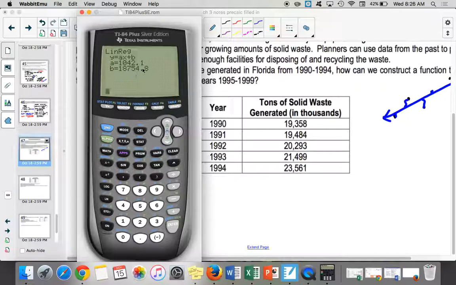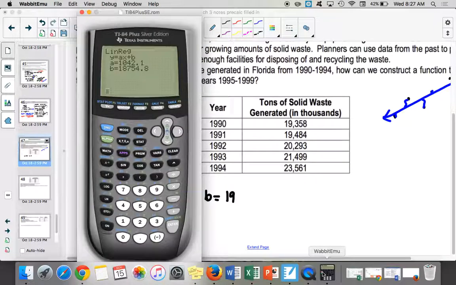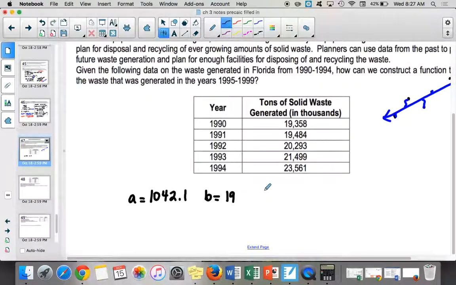Okay, so what does that mean? That means we have a line with a slope of 1,042.1, and then its y-intercept is 18,754.8. Does that make sense? Okay, so I'm going to write those down on my paper. So that's my A, and my B was 18,754.8.